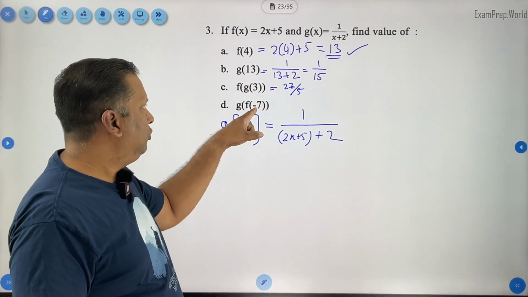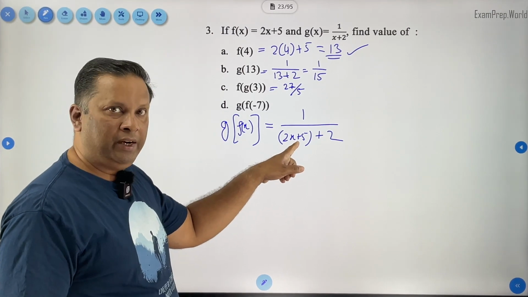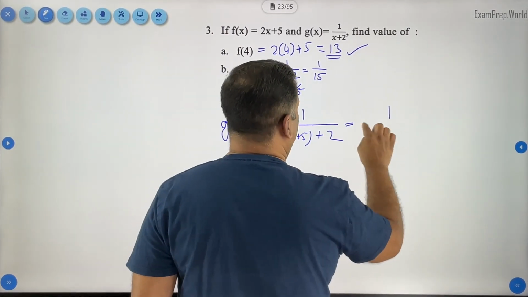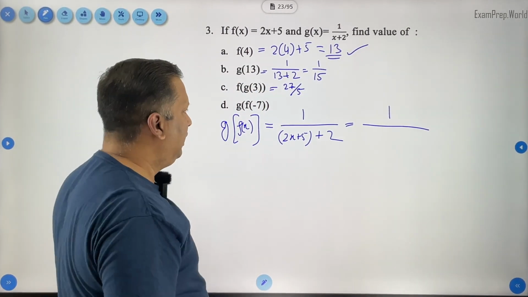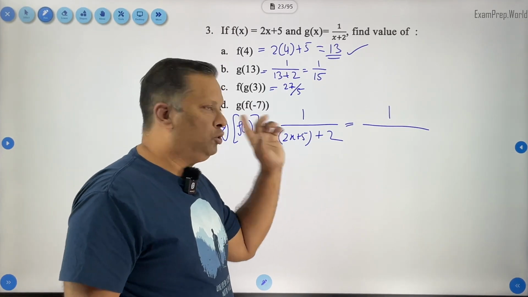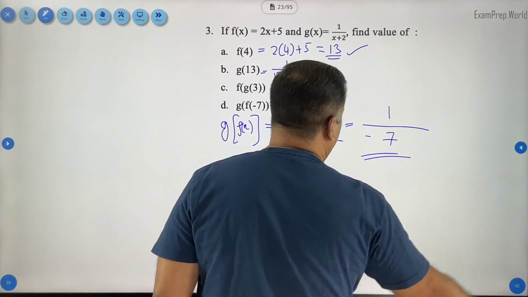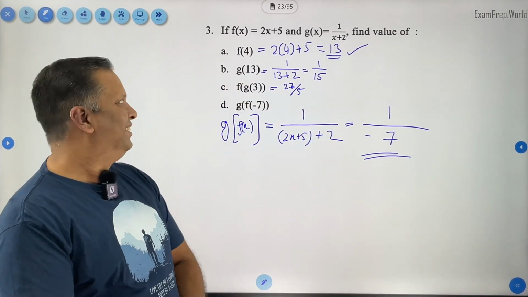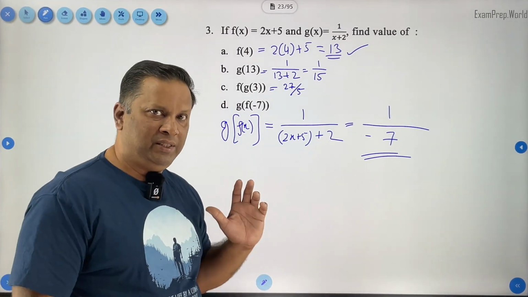Now they are asking to find the value at negative 7. So wherever x is there, I will input negative 7 and we should get our answer. 1 by negative 7 into 2 is negative 14. Negative 14 plus 5 is negative 9, and negative 9 plus 2 is negative 7. That's your answer. Easy, right? So these composite functions are really very, very easy. Okay.